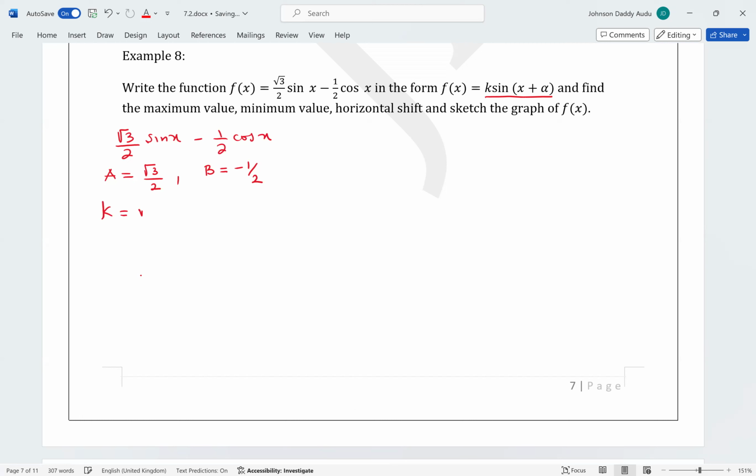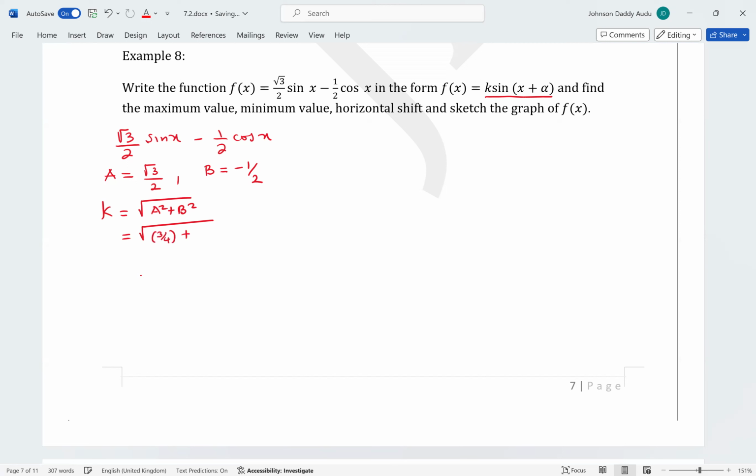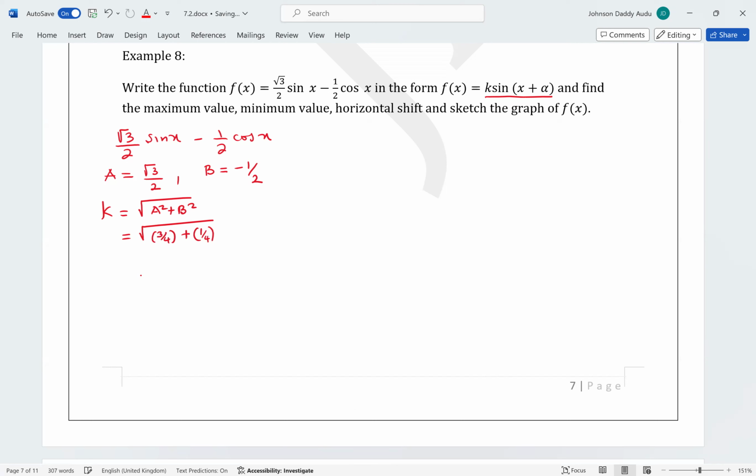Therefore, k is going to be root of a squared plus b squared. If you square a, we will have 3 over 4, plus b squared is 1 over 4, right? So it means that k is the root of 4 over 4. It's just root of 1. So clearly k is equal to 1.